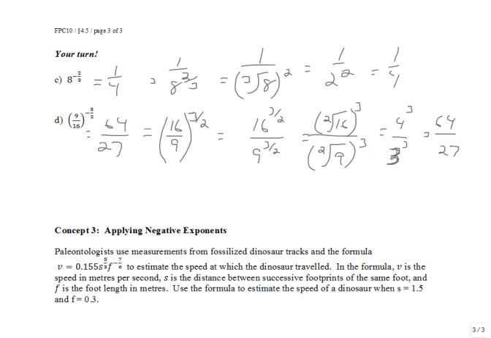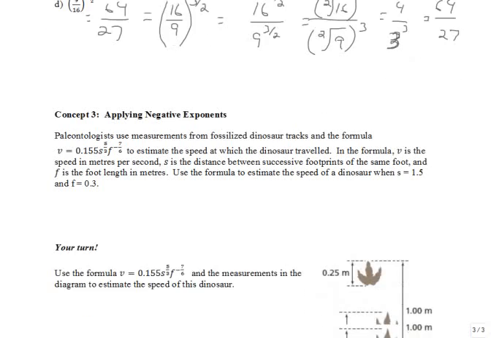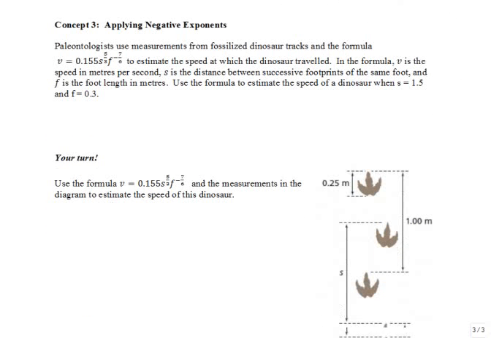Okay, almost done. This last part is really straightforward. You're just using a calculator, okay? So paleontologists use measurements from fossilized dinosaur tracks and this complicated looking formula to estimate the speed at which a dinosaur traveled. In the formula, v is the speed in meters per second, s is the distance between successive footprints of the same foot, and f is the foot length in meters. Use the formula to estimate the speed of a dinosaur when s equals 1.5 and f is 0.3.